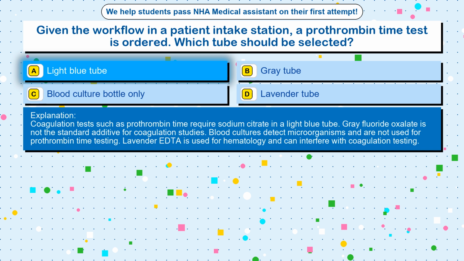Coagulation tests such as prothrombin time require sodium citrate in a light blue tube. Gray fluoride oxalate is not the standard additive for coagulation studies. Blood cultures detect microorganisms and are not used for prothrombin time testing. Lavender EDTA is used for hematology and can interfere with coagulation testing.